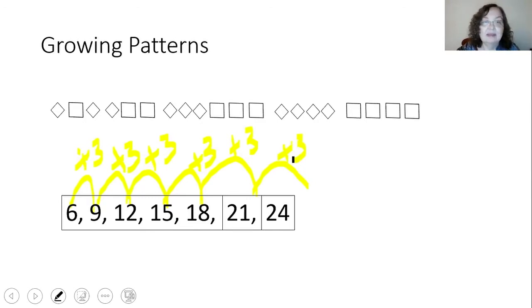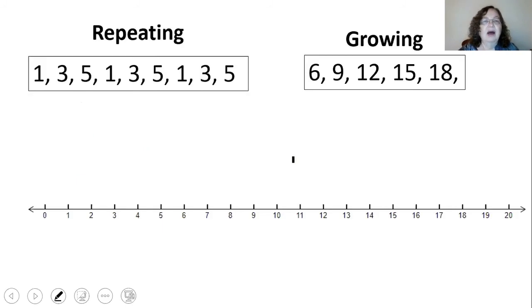24. Excellent. So I can see that I'm adding the same thing over and over again. That makes a growing pattern. So I wanted to look at these 2 patterns on the number line.